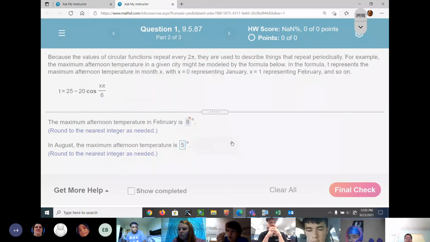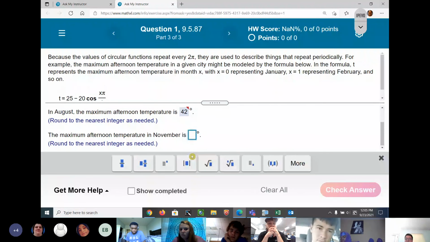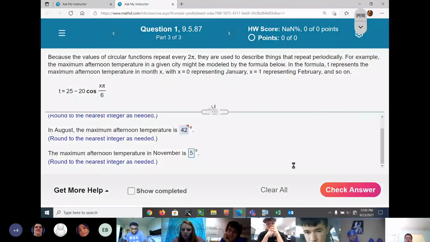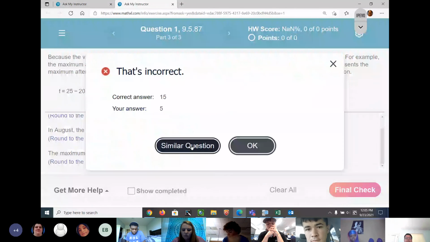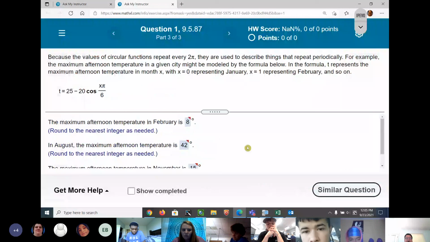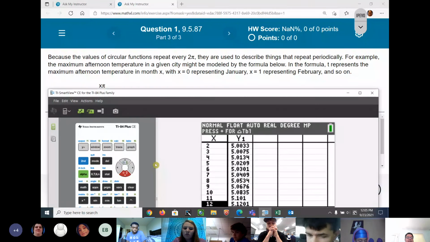Correct answer is 42. And in November, I must have something typed in wrong. I'll look at this and do this one Tuesday also. See, I'm getting all 5s. I've got something typed in wrong. Let me look at the way I got it typed in again. Has anybody got a different graph than what I've got?